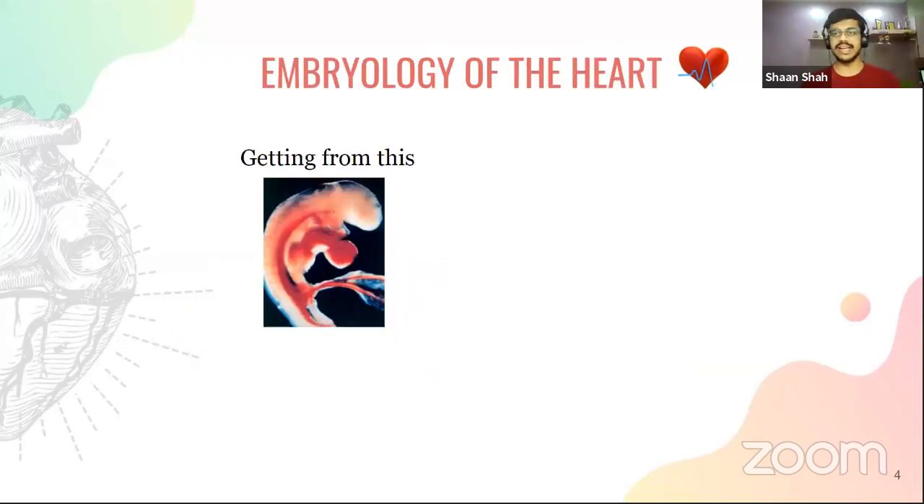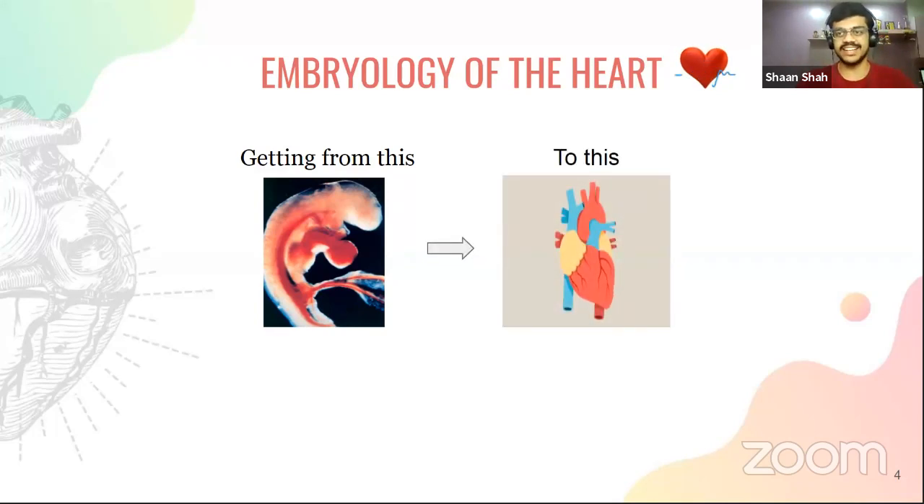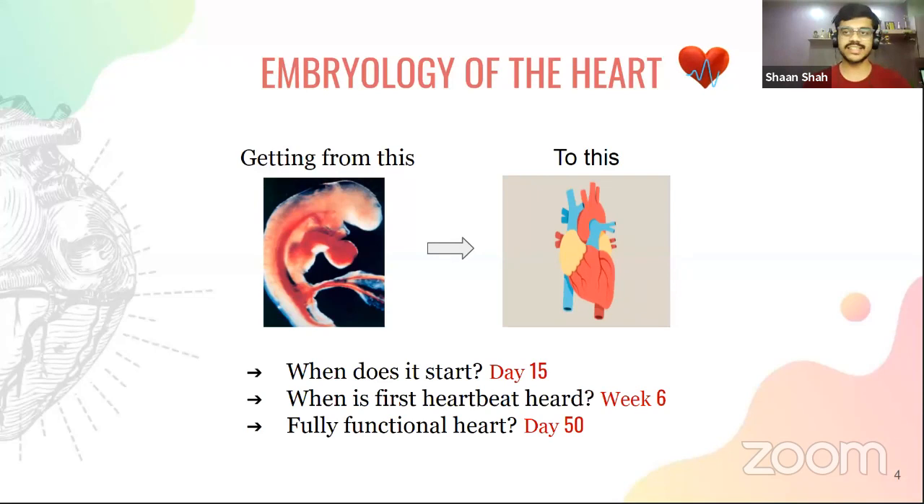Before going into the details of congenital heart diseases, let's take a bird's eye view of the embryology of the heart. So we are getting from this to this. So fascinating, isn't it? Here are some important days that we need to remember. When does the heart development start? It starts at day 15. The first heartbeat is heard around 5.5 to 6 weeks, and we get a fully functional heart at day 50.